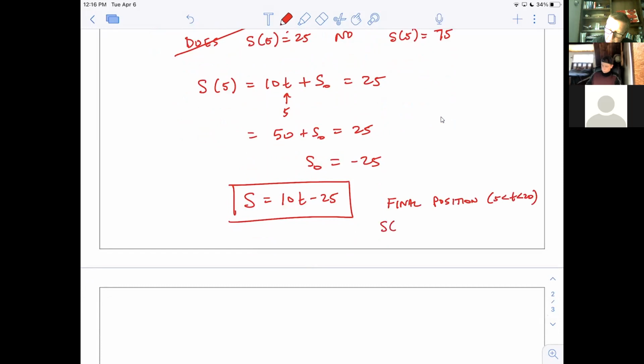Well, that would happen at S of 20. If I stick 20 in, 20 times 10 is 200, minus 25 is 175. So basically after 20 seconds, I'm at 175 meters. That's how far I've ridden that bike. So apparently 25 meters in the first 5 seconds, and then 150 meters in the next 15 seconds from 5 to 20.